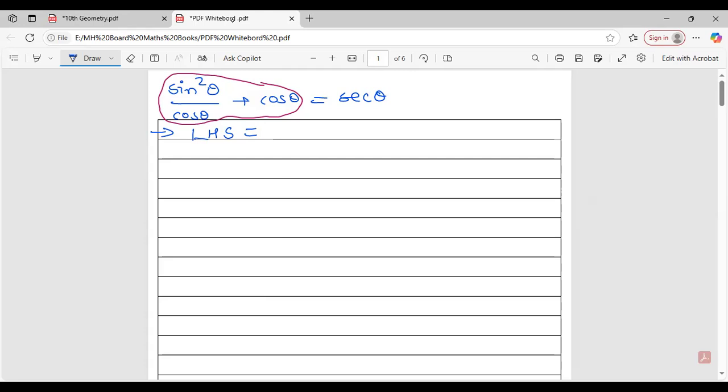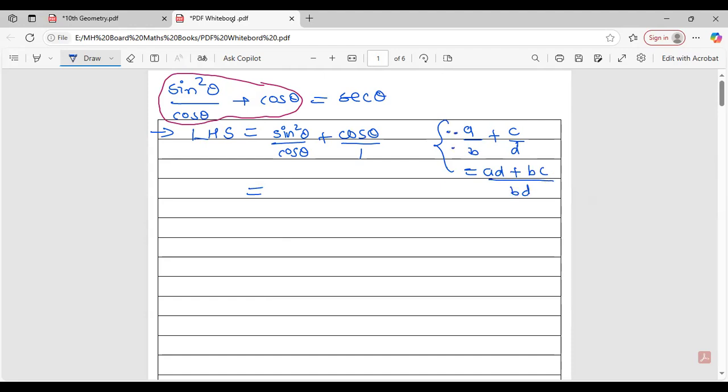Okay. Now, what is LHS? Sine square theta divided by cos theta plus cos theta. Its denominator there is 1. So do cross multiplication. I have taught you this thing, a upon b plus c upon d: A into D and C into B. AD plus BC upon BD it is.